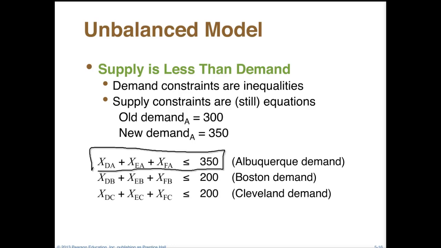You know, our old demand was 300. New demand has risen some for Albuquerque. So now we have a situation where we have less than. So we're saying everything that goes in Albuquerque can be 350 or less. And of course, that will still be less than, but again, we don't want to supply more than 350, but we know that the demand is up to 350. Okay.